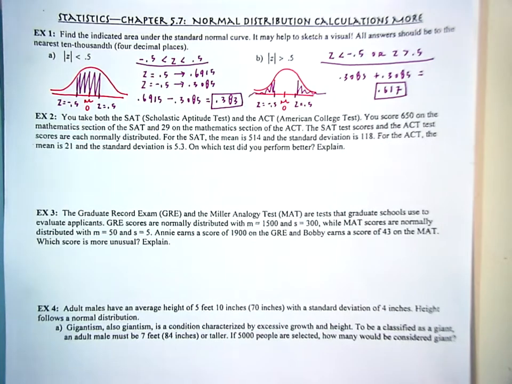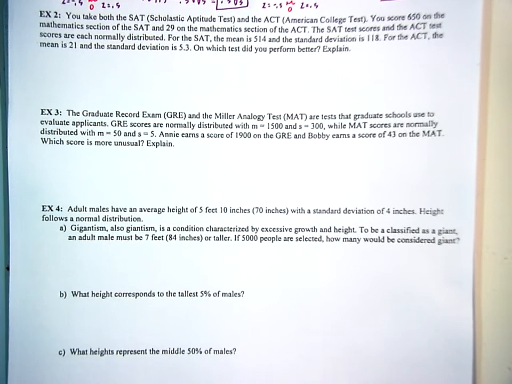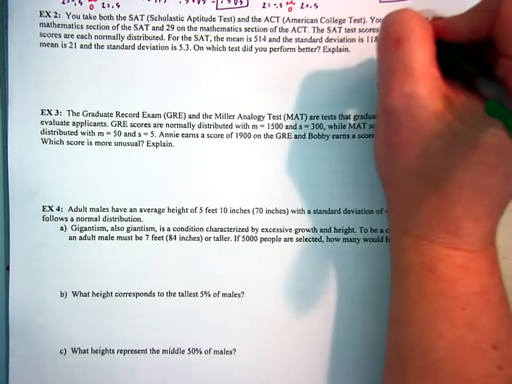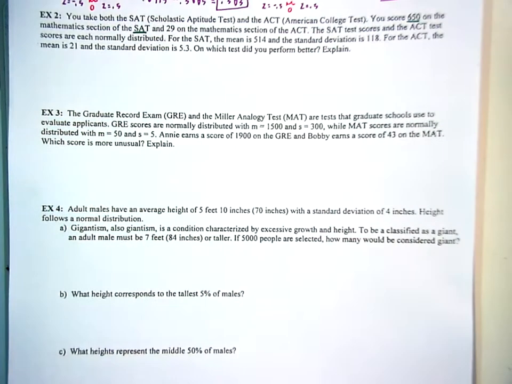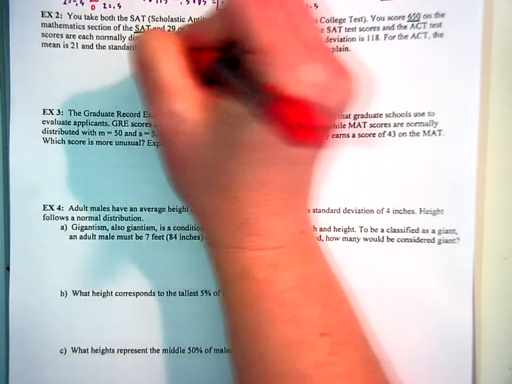All right, next a little context. So some word problems. So you take both the SAT and the ACT. You score 650 on the math section of the SAT and 29 on the math section of the ACT. So let me keep those straight. So I'm going to make my SAT first. I'm going to underline that 650 for the SAT. And for the ACT, I'm going to underline the 29 for the ACT.